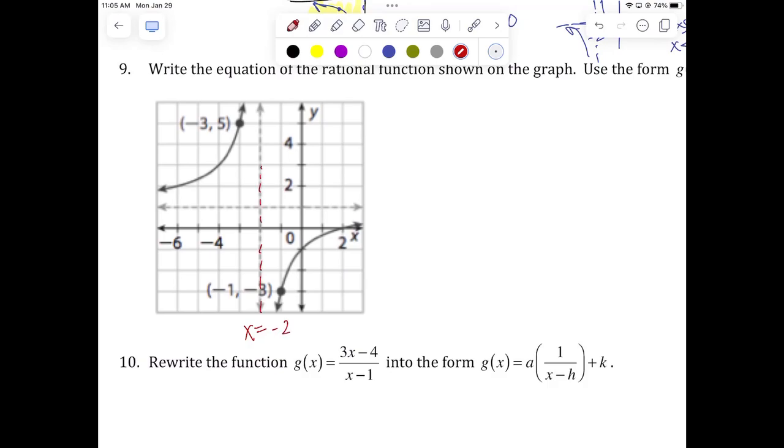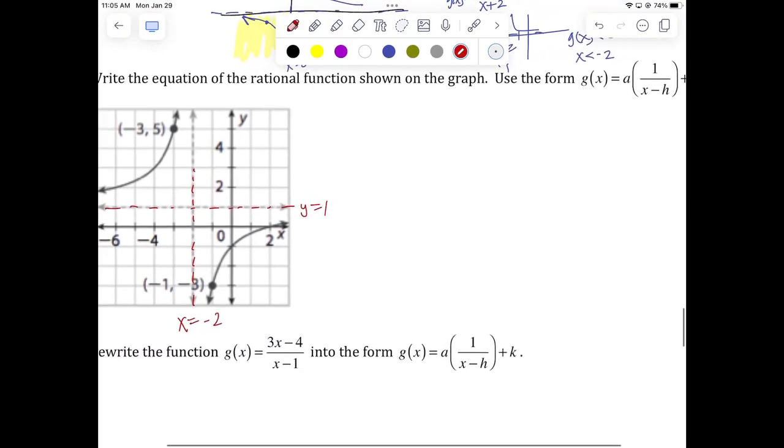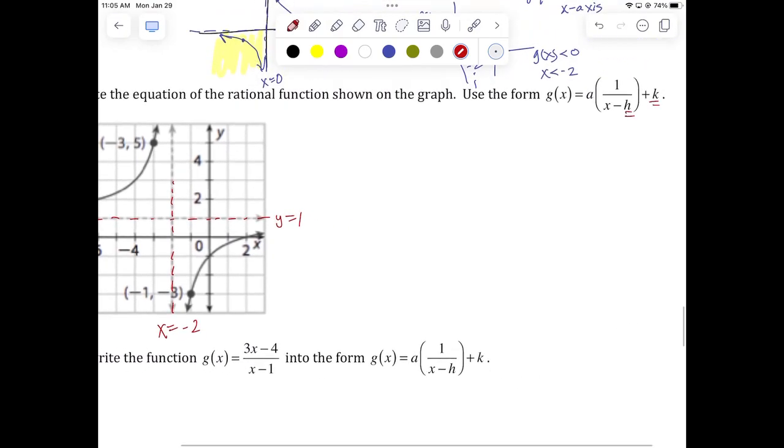Looks like -2. And there's a horizontal asymptote up here at y equals 1. So when I'm filling this out, I think I know the h and the k parts, don't I? So let's fill in what we know. G of x, so far, g of x is equal to a times 1 over x plus or minus something, plus or minus something. Now, if the vertical asymptote is at -2, in the denominator, should it be x plus 2 or x minus 2? X plus 2. Good. It's the opposite. And if there's a horizontal asymptote at 1, should it be plus 1 or minus 1? Plus 1. Okay. Excellent.